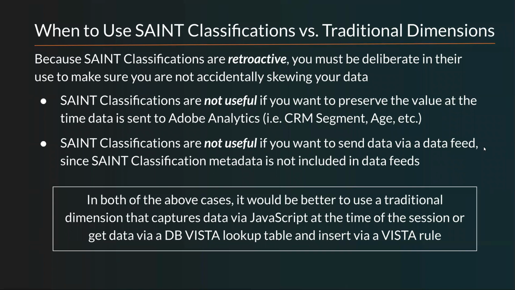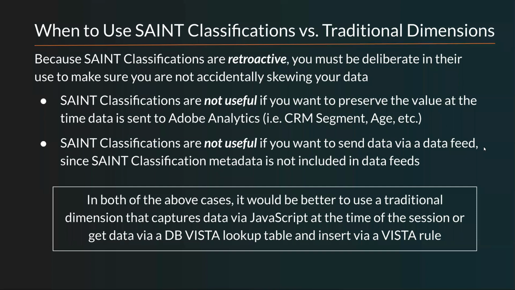And if you can't capture that in real time, you can always use DB Vista to look up the value in real time to a table. And I'm going to be talking about DB Vista in another training session, where you could look up on their ID their current age or CRM segment, and then insert that into a real variable so it's locked in forever. Because anything that goes into an eVar or sProp is locked in for good.